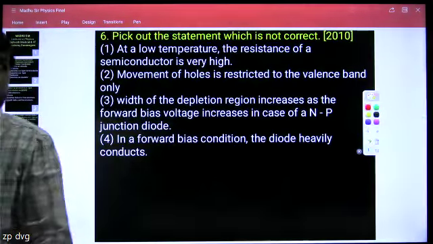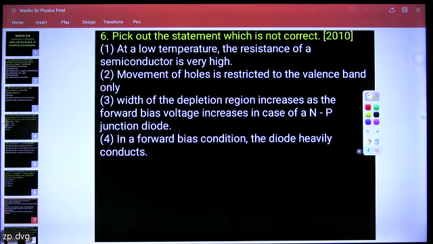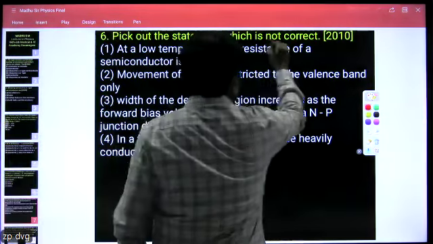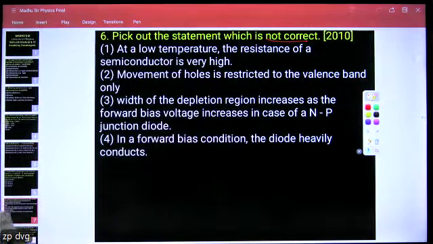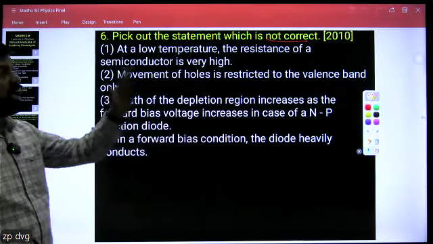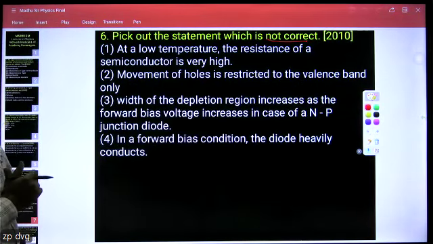Pick out the statement which is not correct. ಯಾವುದು ಸರಿ ಅಲ್ಲ ಅಂತ ಕೇಳ್ತಾ ಇದ್ದಾರೆ. ವಿಚ್ ಇಸ್ ನಾಟ್ ಕರೆಕ್ಟ್, ಯಾವ್ದು ತಪ್ಪಿದೆ ಅಂತ ಕೇಳ್ತಾ ಇದ್ದಾರೆ.